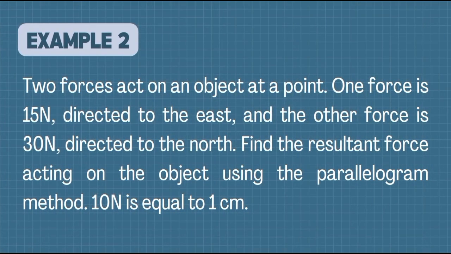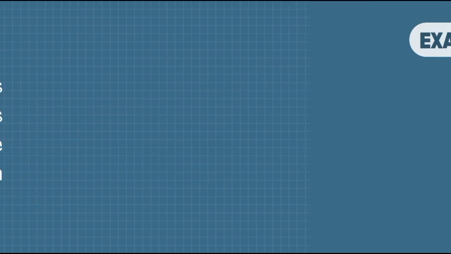In example 2, two forces act on an object at a point. One force is 50 Newton, directed to the east, and the other force is 30 Newton, directed to the north. Find the resultant force acting on the object using the parallelogram method. 10 Newton is equal to 1 centimeter.